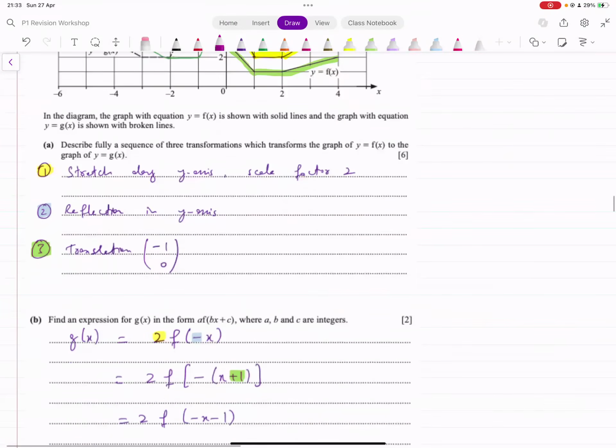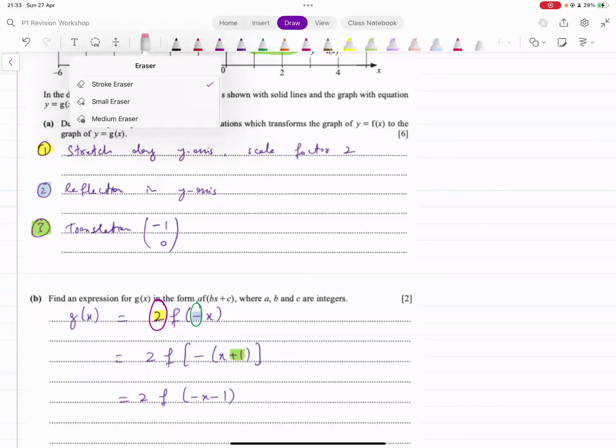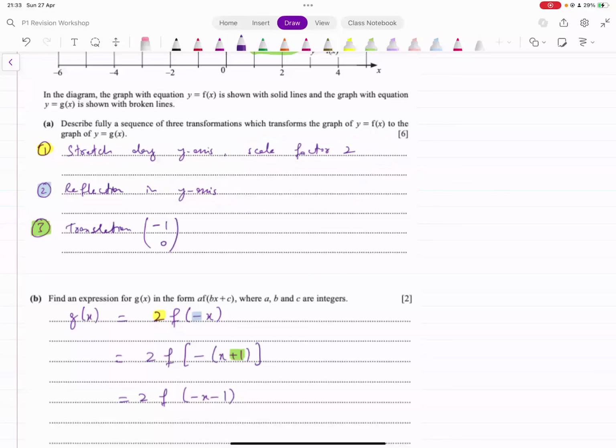How do you do that? It's a stretch in the y direction, scale factor 2, so you multiply by 2 outside. The reflection in the y-axis is a horizontal reflection. When you reflect in the y-axis, that's a horizontal reflection, so you replace x with -x inside. That's happening first, right? So you use -x first inside the function. And then, once you have that, you do this translation. The translation is (-1, 0). What does that mean? You replace x with x plus 1.